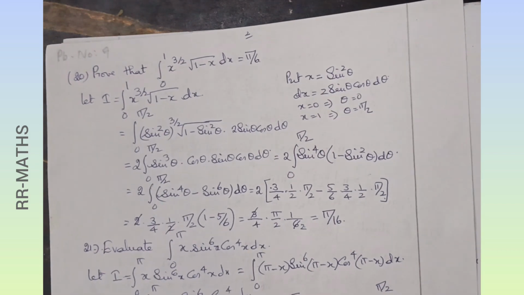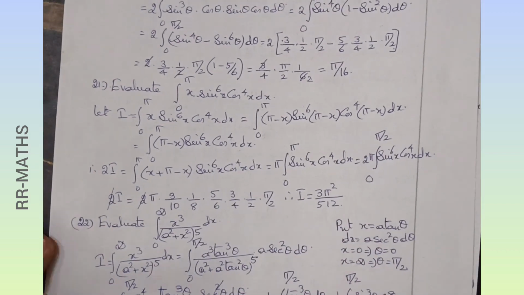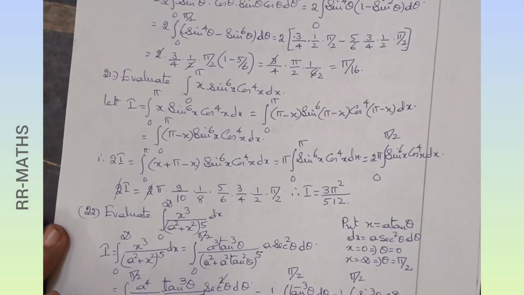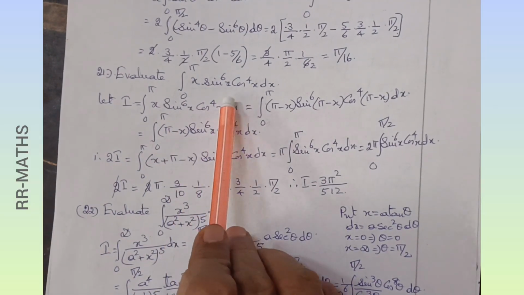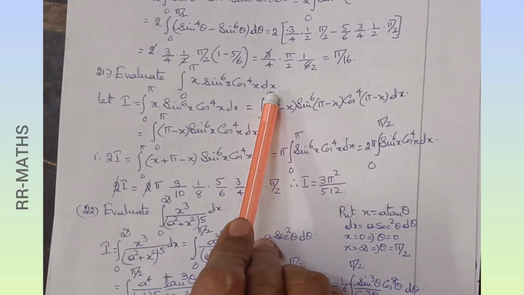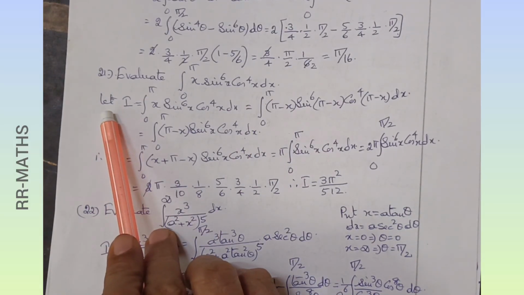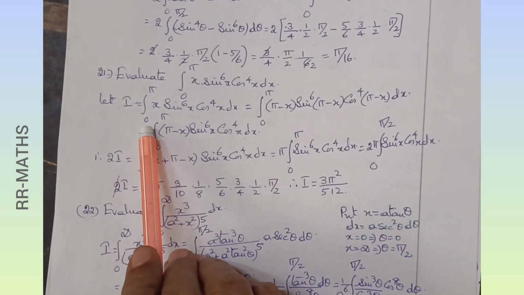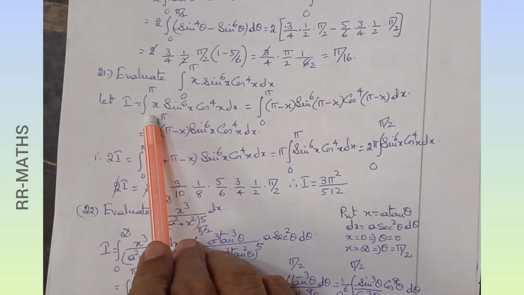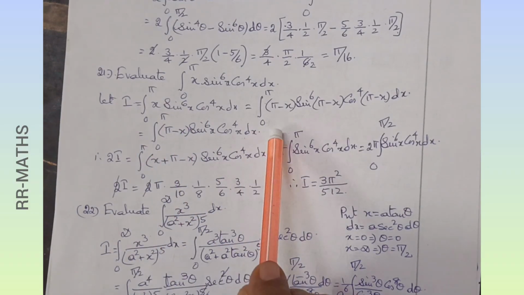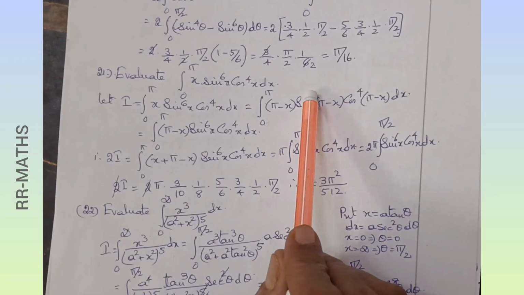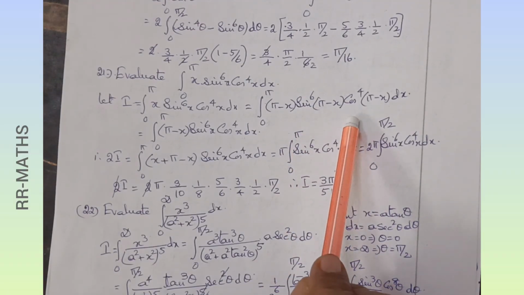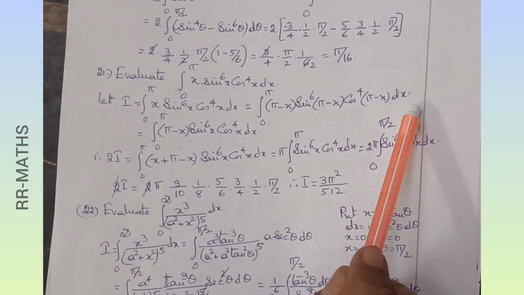So let's see the next problem. Evaluate integral 0 to pi x sine power 6x cos power 4x dx. So I will use my definite integral properties here. So you can substitute your upper limit first. So I have done that. So it becomes integral 0 to pi of (pi minus x) into sine to the power of 6 (pi minus x) into cos power 4 (pi minus x) dx.